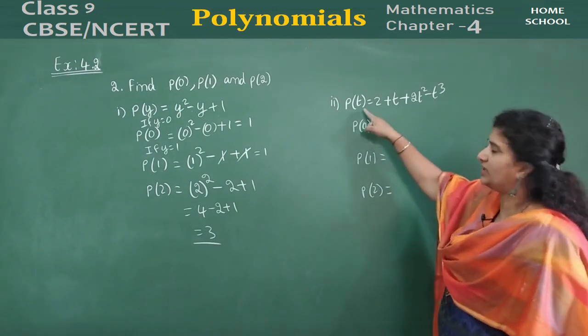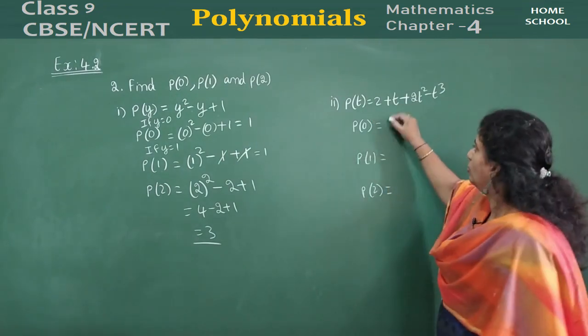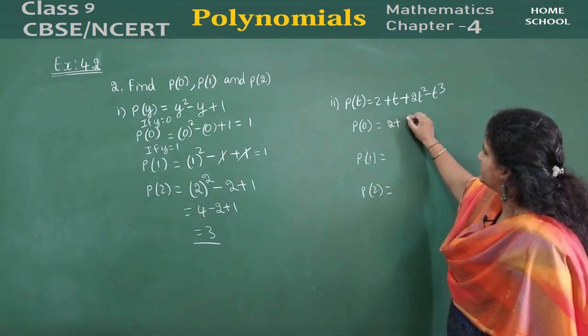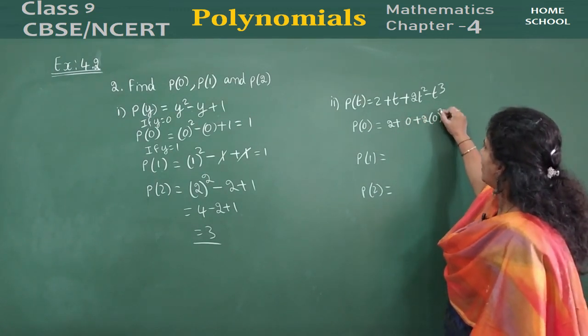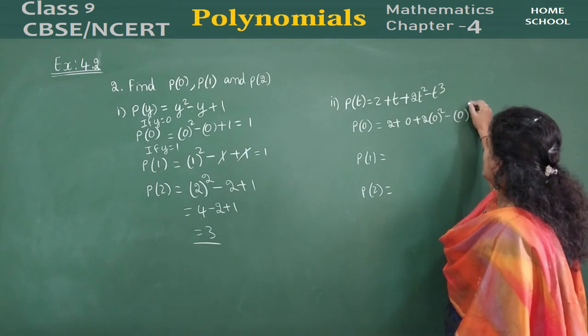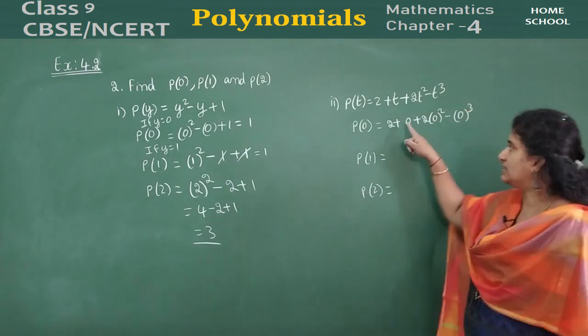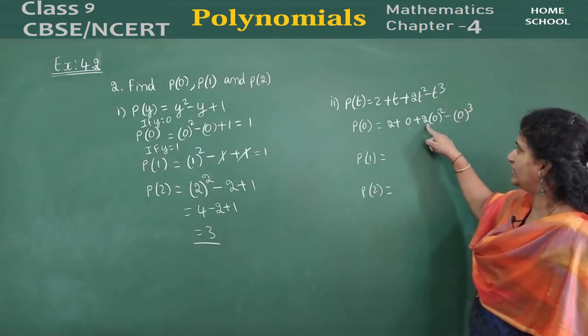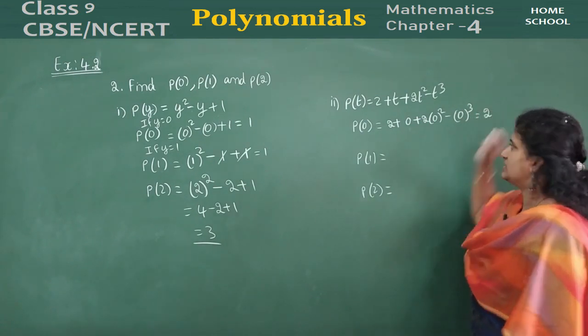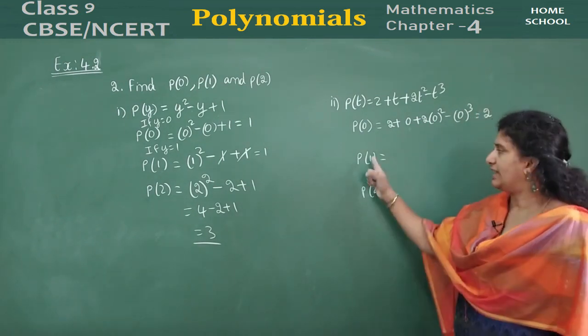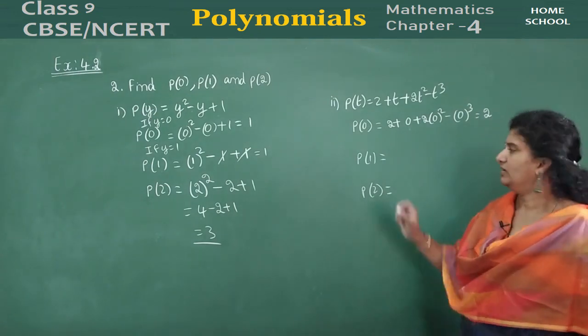How do you get P0? In the place of t, substitute 0. 2 plus 0 plus 2 into 0 square minus 0 cube. See children, this will be 0. 0 into anything is 0. What is your final answer? 2 is your answer.